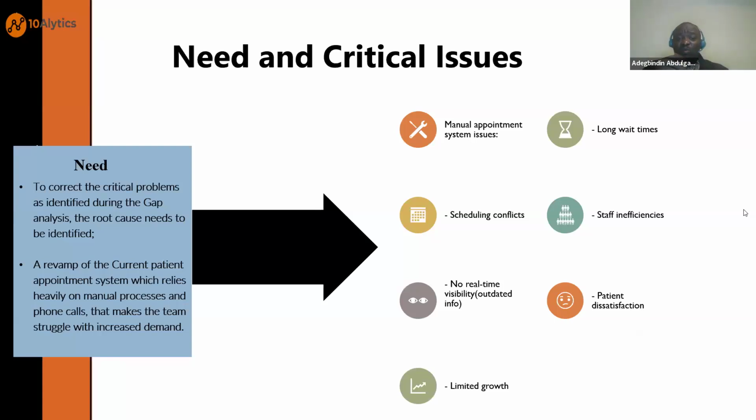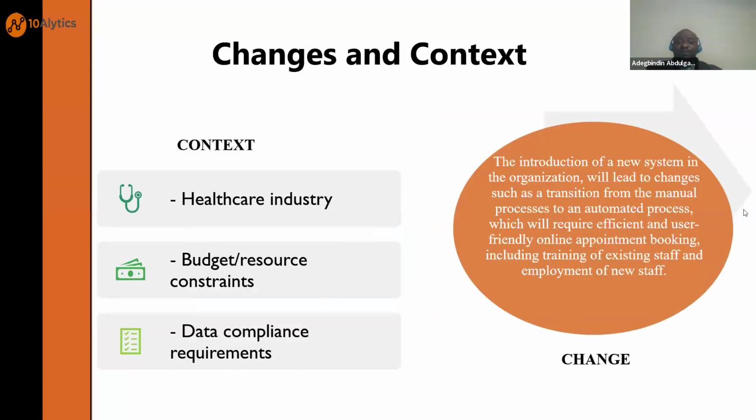This is a breakdown of one of the projects we worked on. We looked at the need. The need was to correct critical problems and revamp the current patient appointment system, and we looked at other needs. In business analysis, most times you have one major need, and it will give birth to a lot of other needs. That's why this major need gave birth to all these other ones. Then we look at the change. What is the change you are looking for? What is the context?